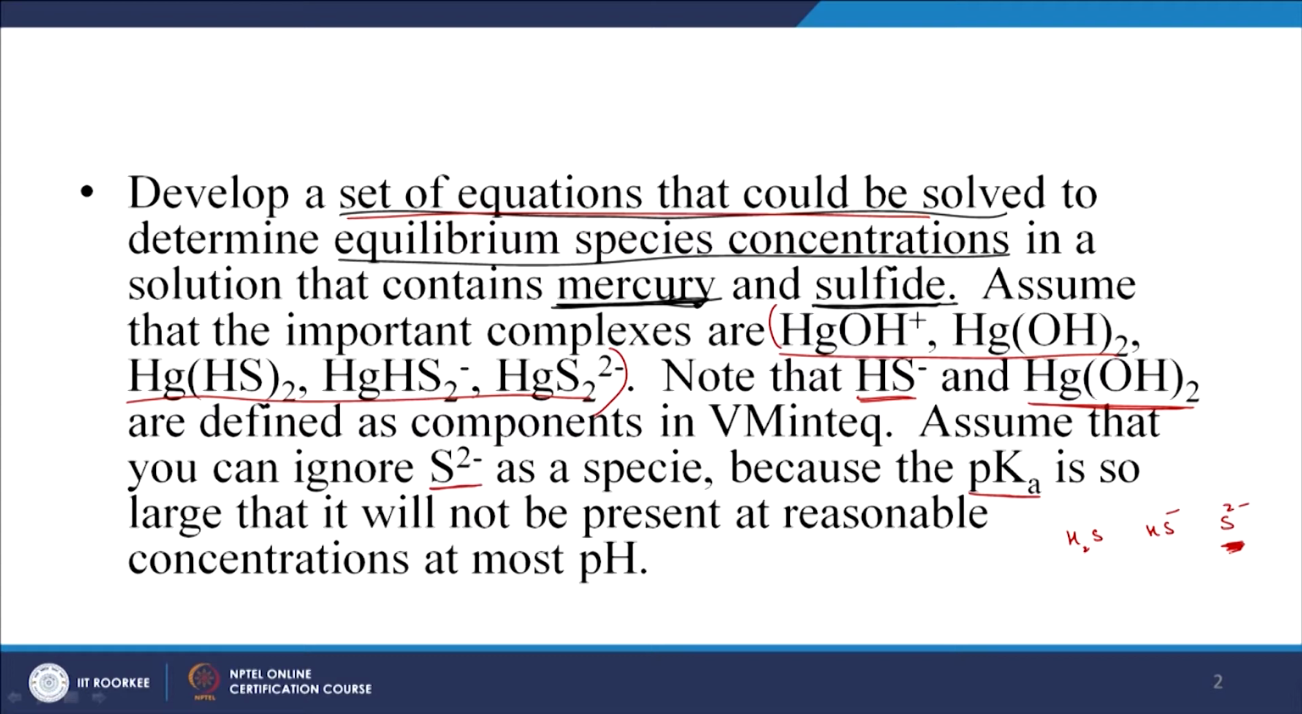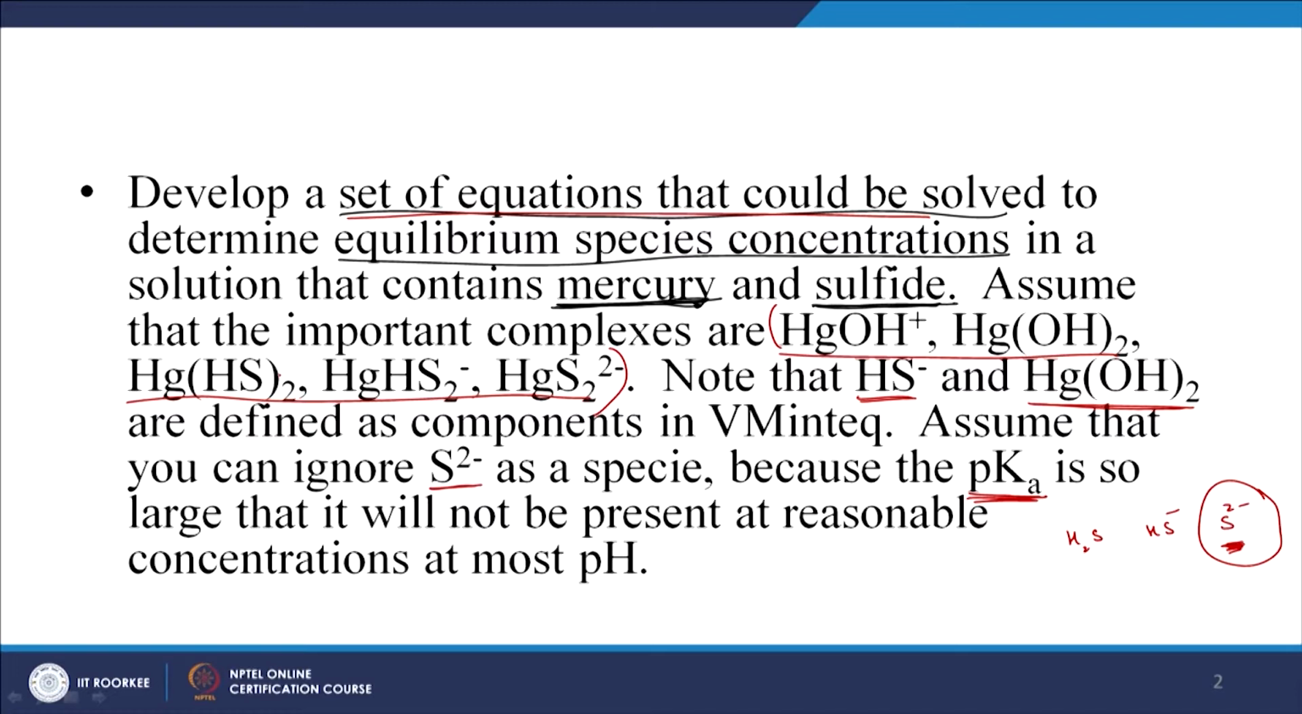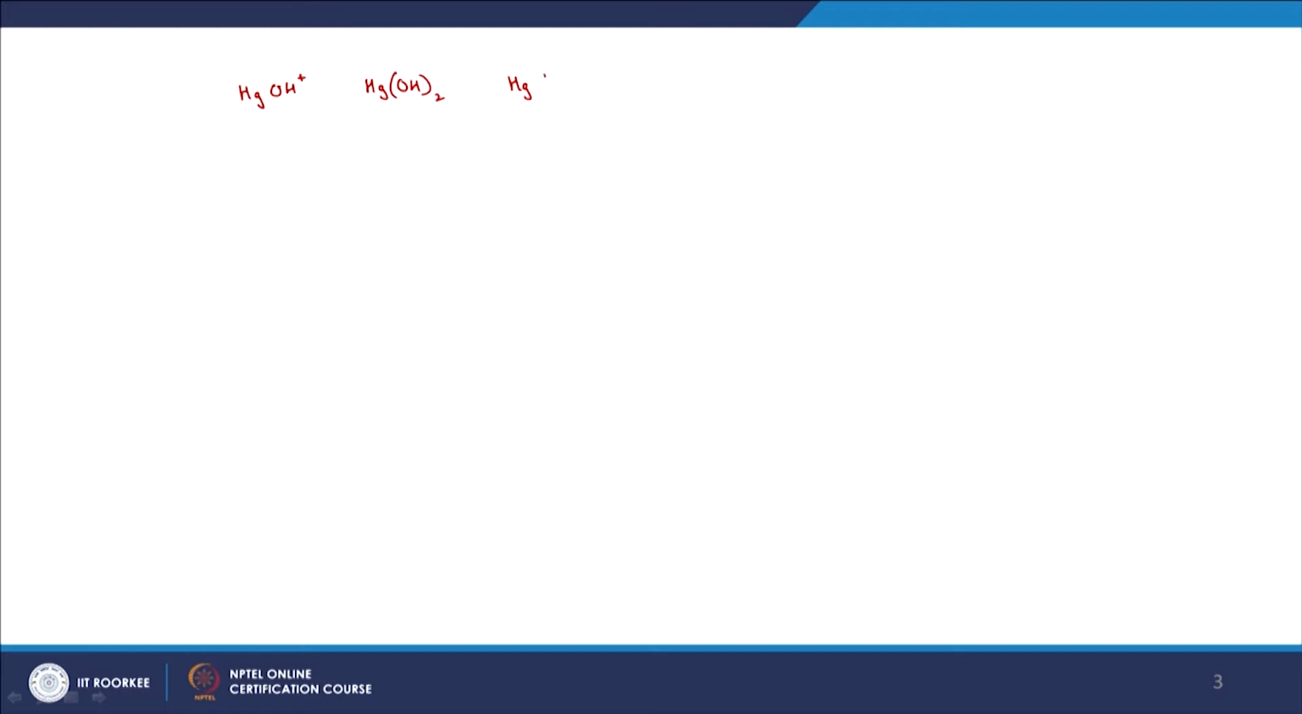But we are saying that the question says that the pKa is so high that in general you can neglect S2 minus as a species, right? So with this set of information, let's go through. First, let us write down these particular species, and they are HgOH plus, HgOH twice, HgHS twice, HgHS2, HgHS2 minus, HgS2 2 minus, right? Is that what we have? Right, that is what we have.